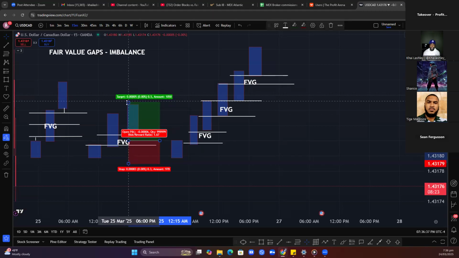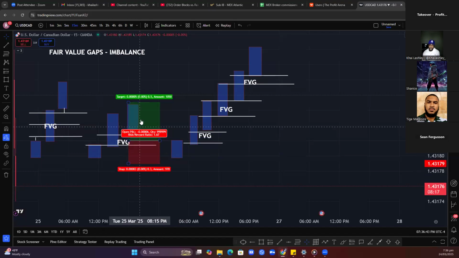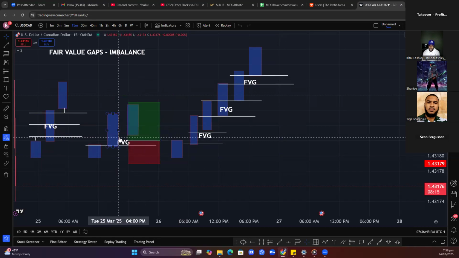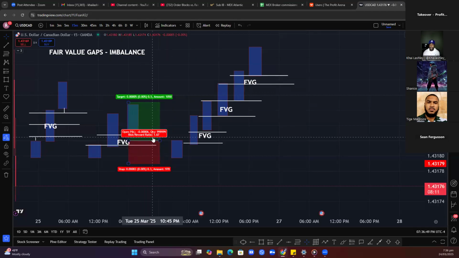It's just based on the pair. There's some pairs that just react off of these areas, boom, and go. Some don't reach the order block. Some just react within the imbalance and then go. We'll take a look at some of them as we go through.